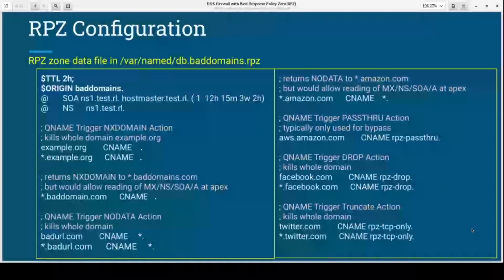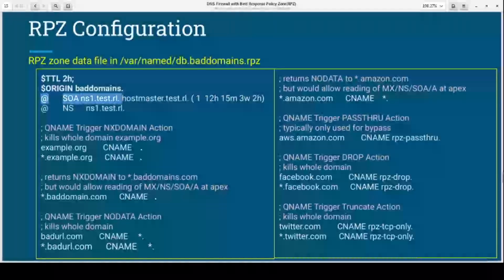Let's review the RPZ zone data file for our RPZ zone bad domains. The configuration file is located at /var/namd/db.baddomains.rpz. This zone data file is like any BIND zone data file. Here we have defined the TTL for this entire zone. This is 2 hours. Then we have defined the RPZ domain name. Here it is baddomains.